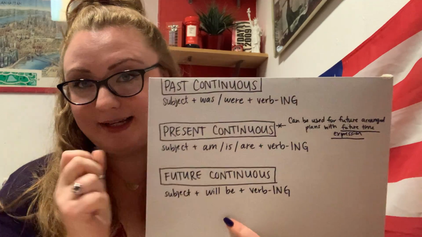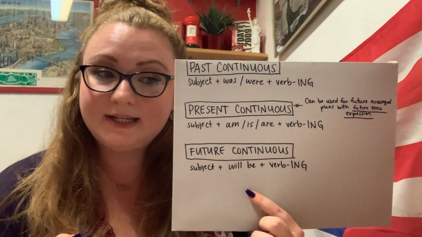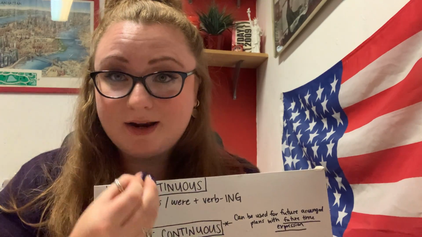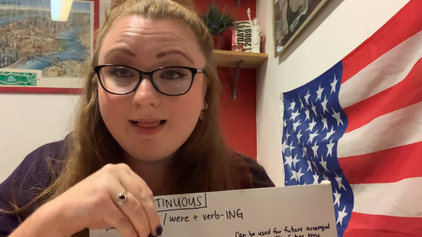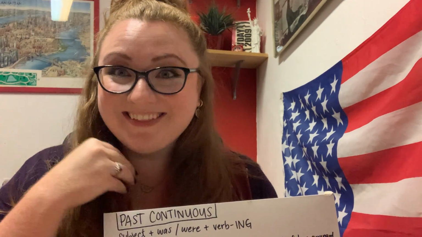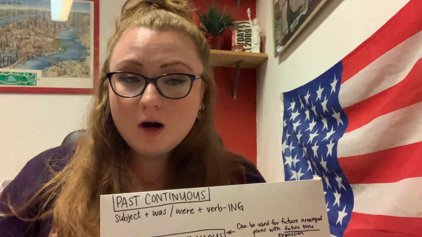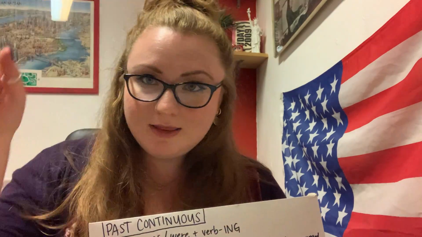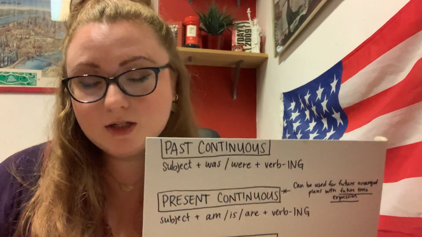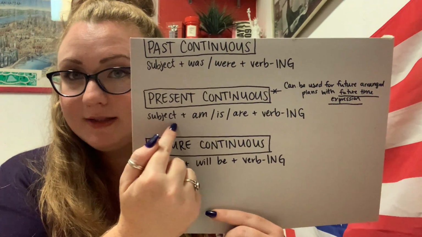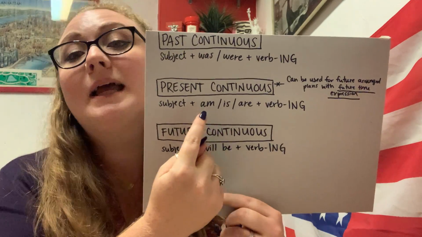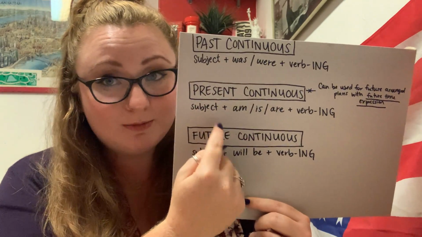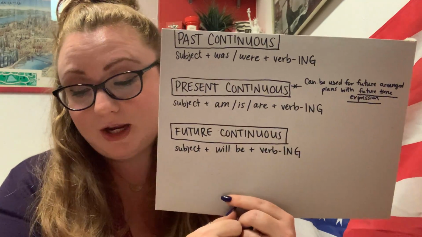Let's look at the present continuous. So the present continuous is used to talk about actions that are happening right now, either in the moment while I'm speaking, that's the present continuous, or currently, not necessarily right this moment, but in the general present. So once again, we've got our subject, then we've got to be in the present, so am, is, or are, depending on your subject, and your verb with ing.